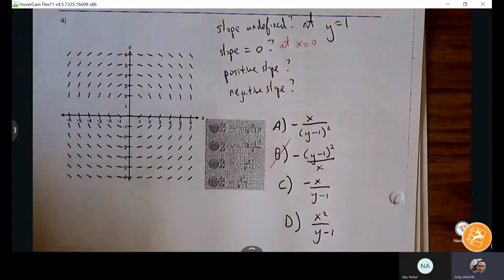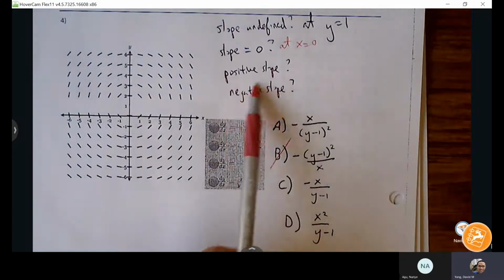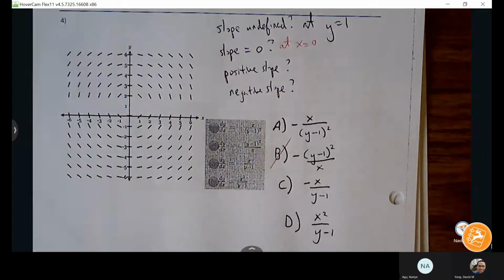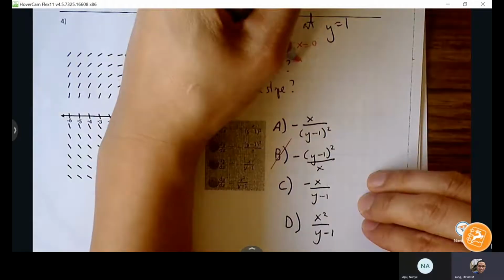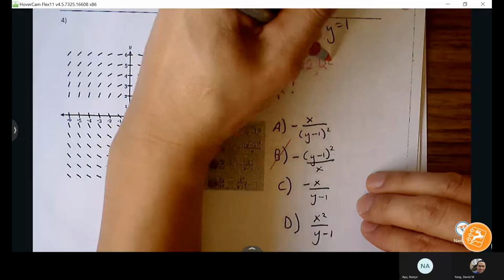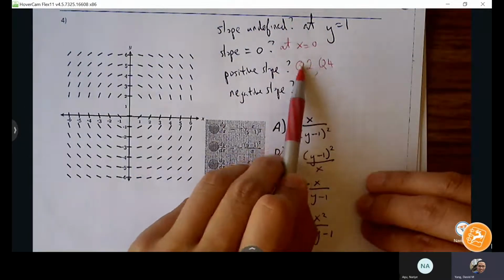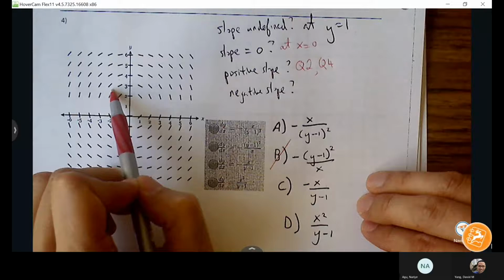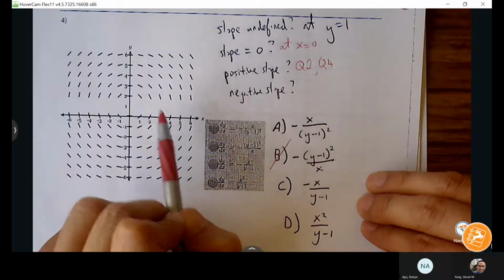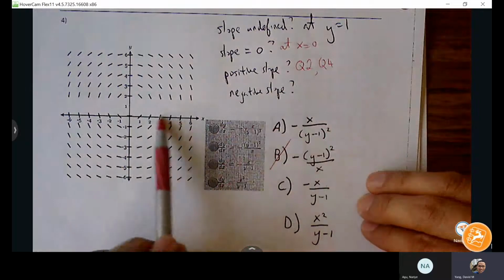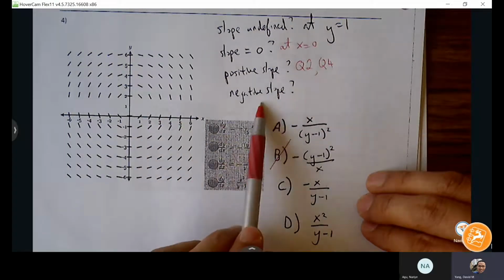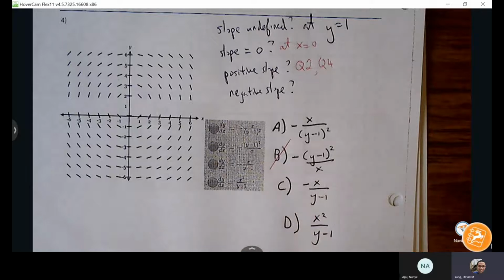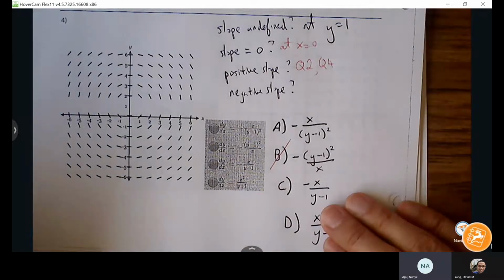Okay. All right. Where do you see positive slopes? Quadrant 2 and 4. So that means if I enter any ordered pair in the second quadrant, I should be getting a positive number. And if I enter anything in the fourth quadrant, I should be getting a positive number. Okay. Where do you see negative slope? In the first and third.